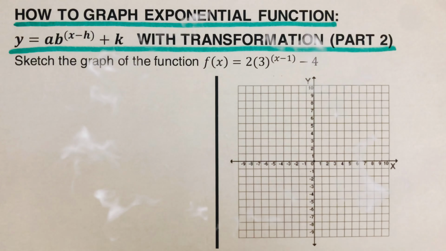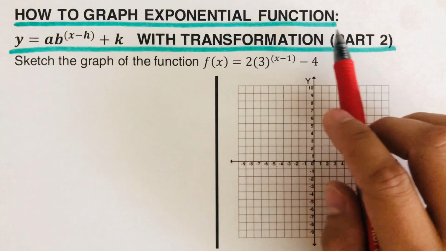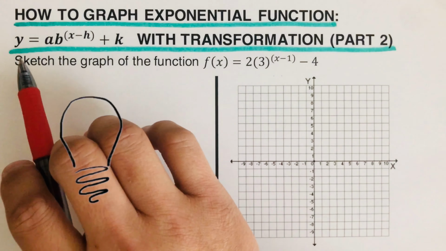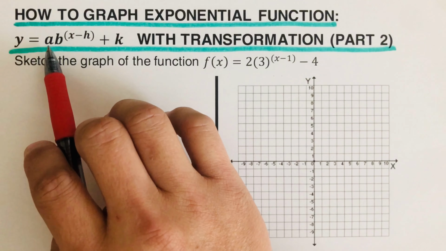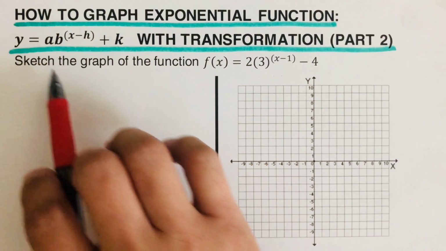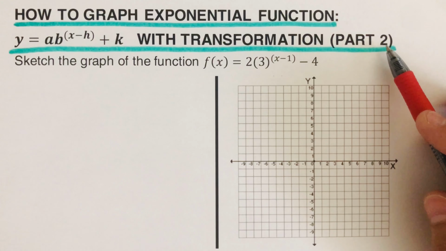Everyone, in this video we're going to sketch the graph of an exponential function with transformation. With transformation means that the equation that we're going to use would be y equals a b raised to the power x minus h plus k. So this is the general equation and this is the second part. I will put the link of the first part in the description box below.